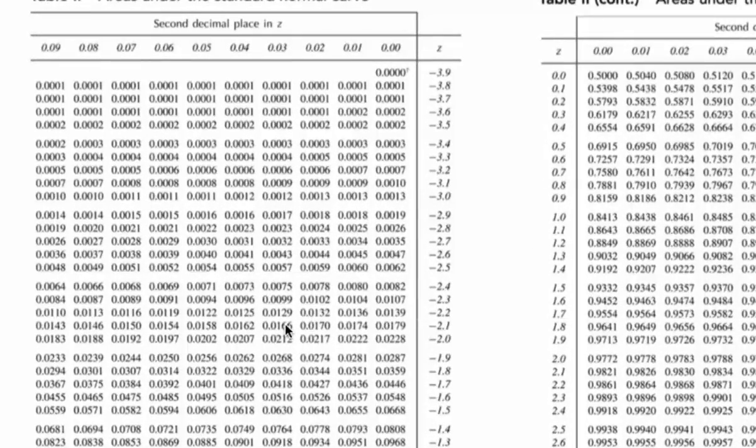What was the z-score for 40? Negative 0.70? 0.70. Yeah.